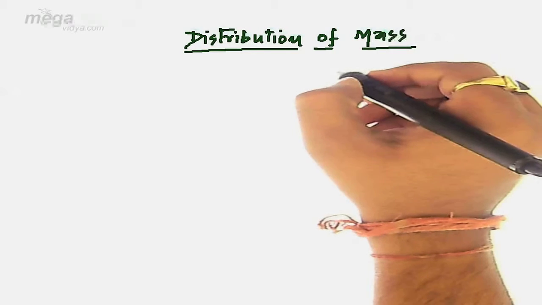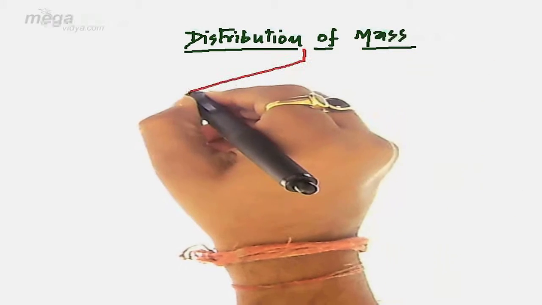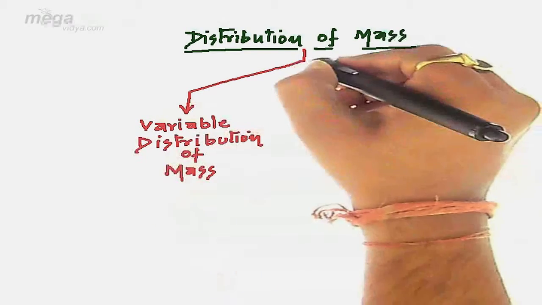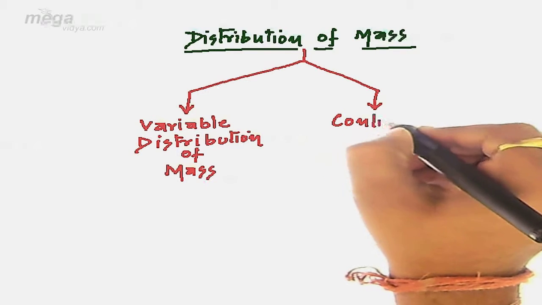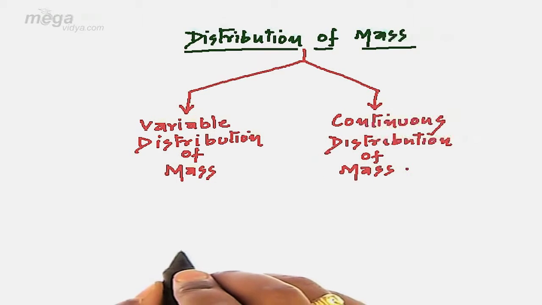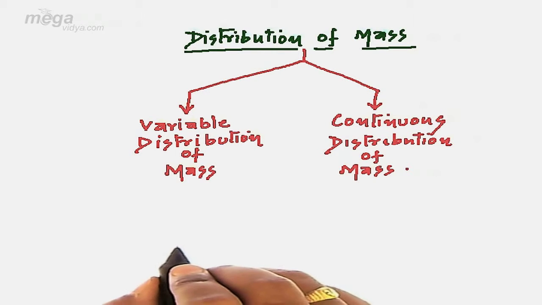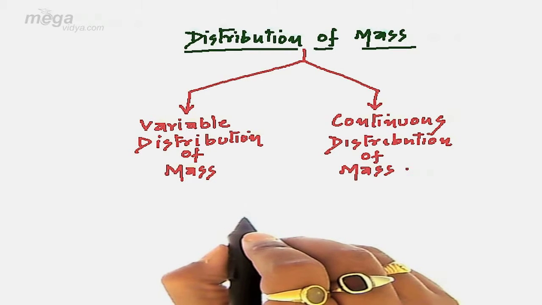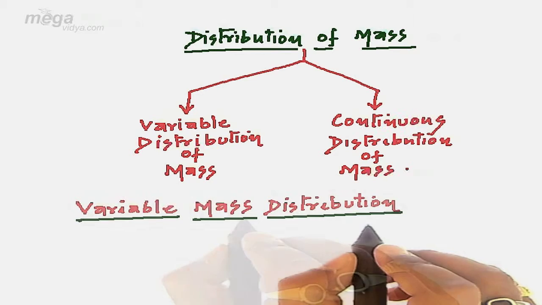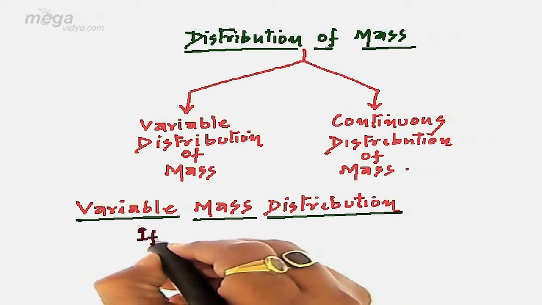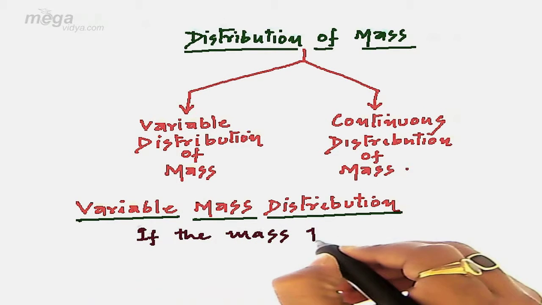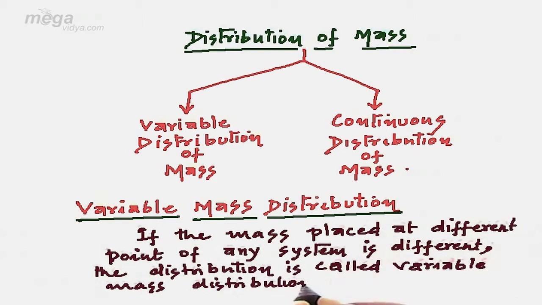Basically, the distribution of mass inside any system can be done in two ways. The first way is variable distribution of mass, and the second is uniform or continuous distribution of mass. Firstly, let us explain what variable distribution of mass is, and what the value of moment of inertia is for variable mass distribution. If the mass at different points of any system is different, then the distribution is called variable mass distribution.